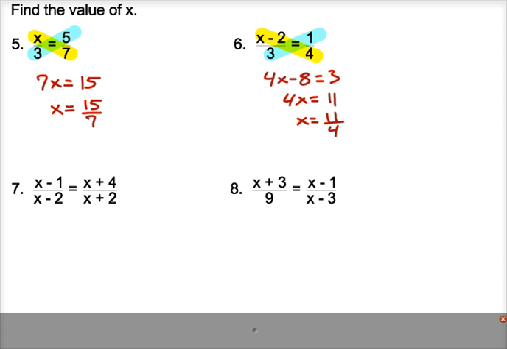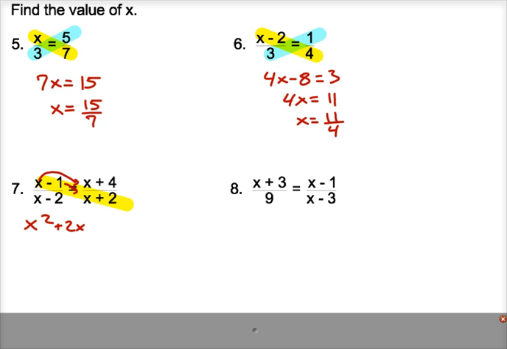Number 7. I'm going to cross multiply, and I'm going to pick these to start. Well, this is where I really have to think of how you multiply an x minus 1 times an x plus 2. So I have to go through and do the whole FOIL: first, outside, inside, last. Or I can think of distribute. First I'm going to take the x and distribute it in. X times x is x squared. X times 2 is 2x.